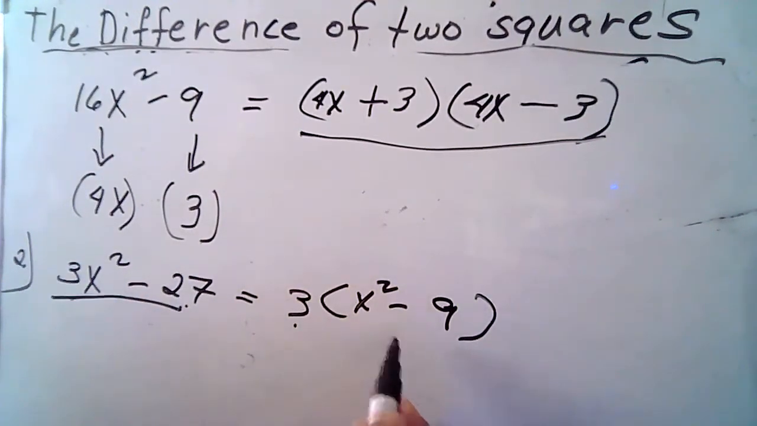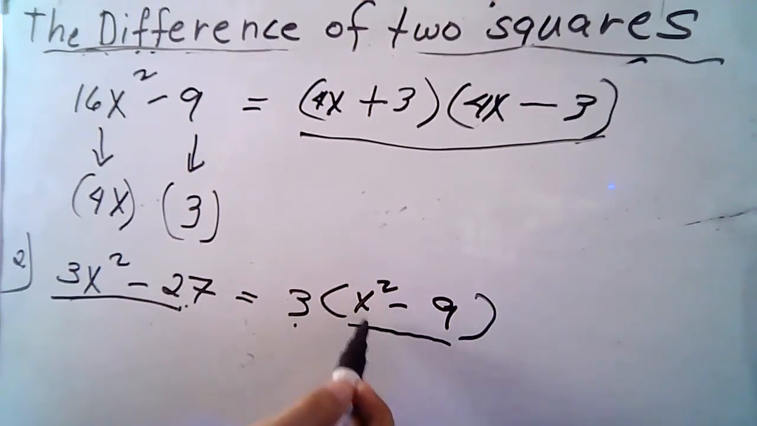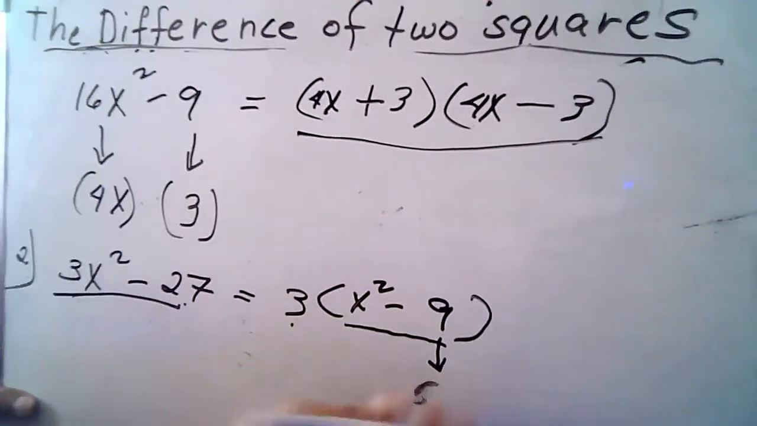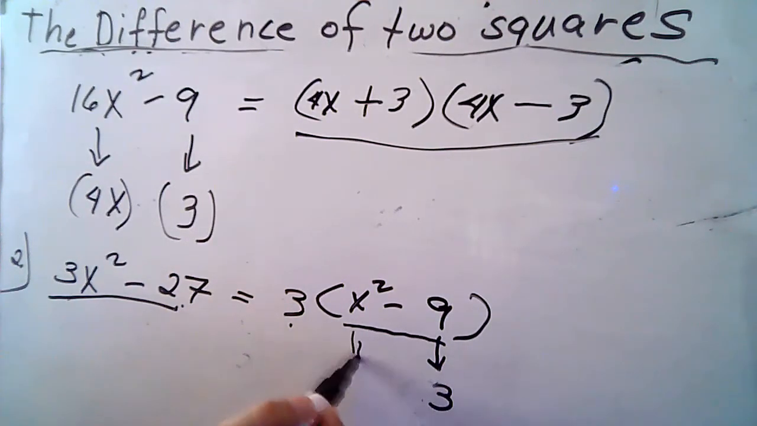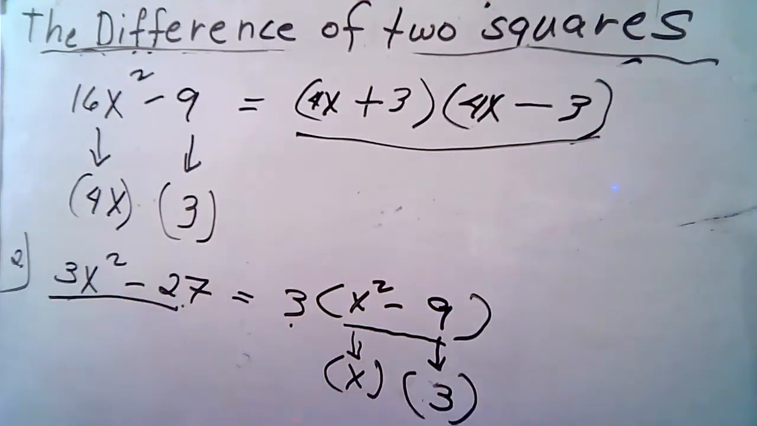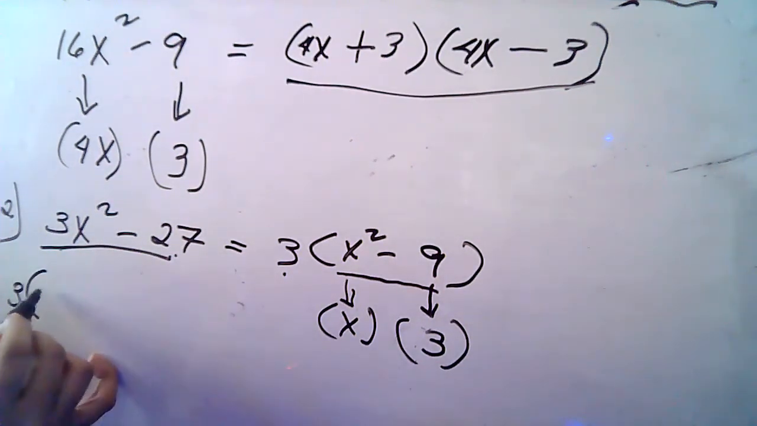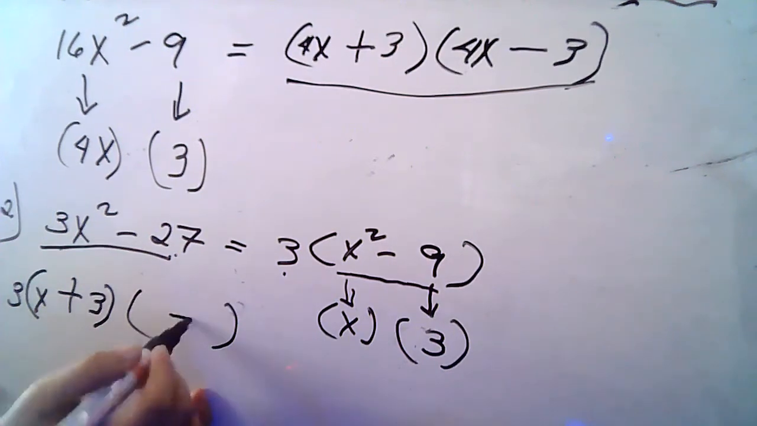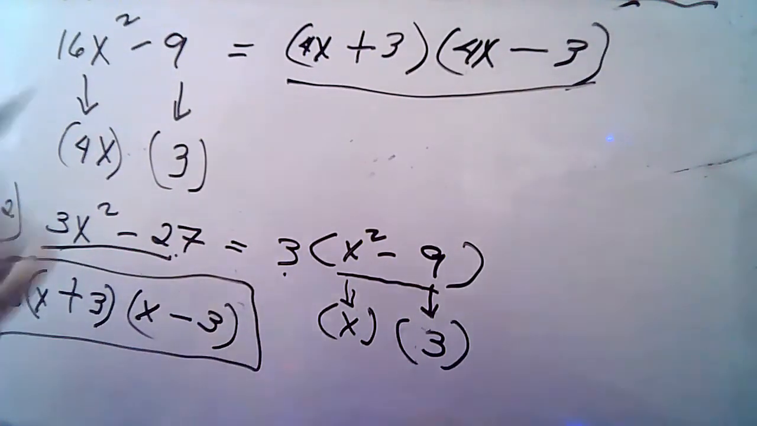Next is to take a look if this expression is a difference of two squares. So it is, right? Because we can extract their square roots. The square root of 9 is 3, and the square root of x squared is x. So therefore, we complete the factorization by expressing one factor as the sum of the square roots of each term, and the other as the difference. So this is the final answer, the factored form of this expression.